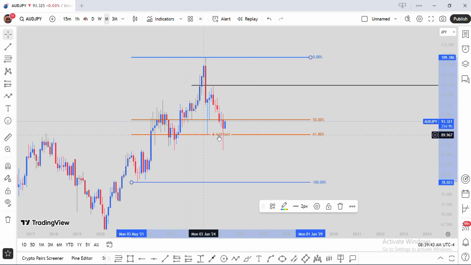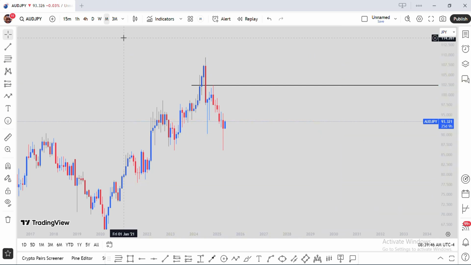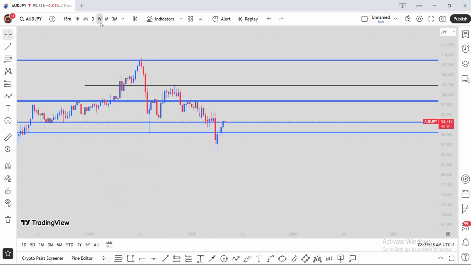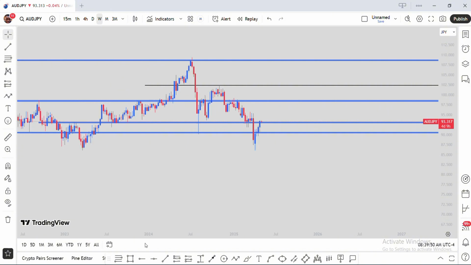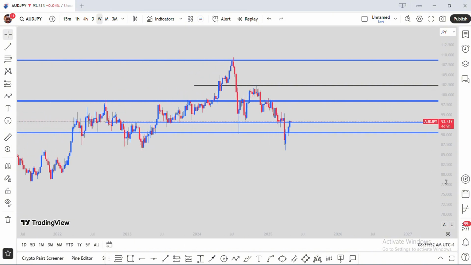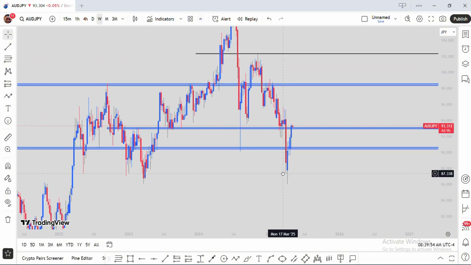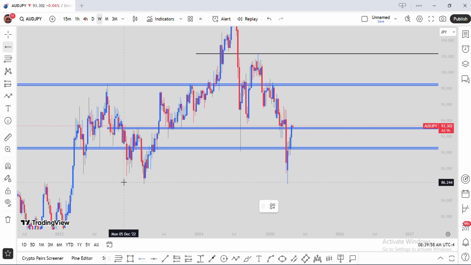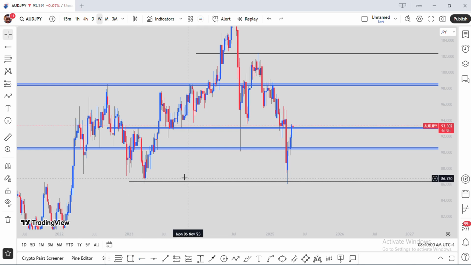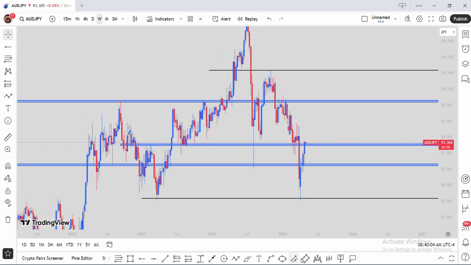For me to get into a buy trade on AUD JPY, I'll be waiting for... Now this was the area where price was finding support from. I said that price was creating an equal low somewhere around here, as you can see. So price was creating an equal low here and also bouncing off of a Fibonacci level.